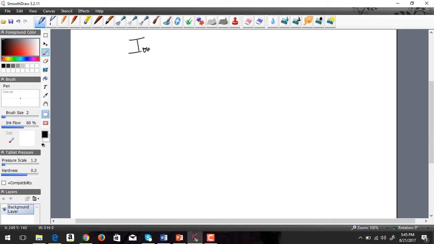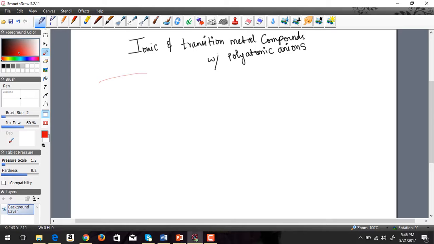So, it's ionic and transition metal compounds, okay, compounds with polyatomic ions, okay, polyatomic. In particular, we're referring to polyatomic anions. That's what we're really focusing on, okay. We're not going to focus on any polyatomic positive ion. We are simply going to focus only on the polyatomic anions, okay. So, that's what we have in front of us, okay.